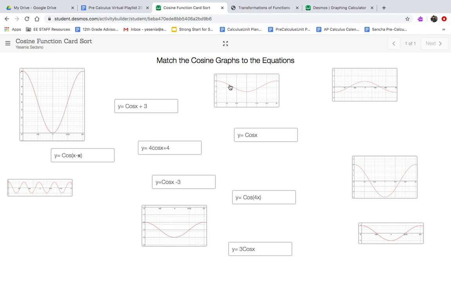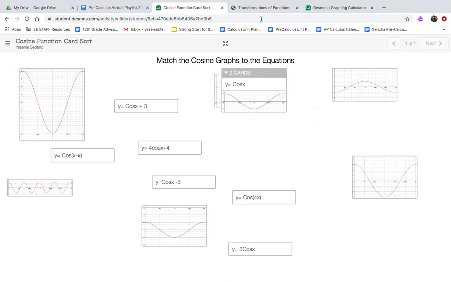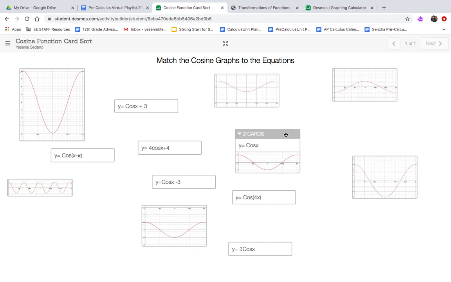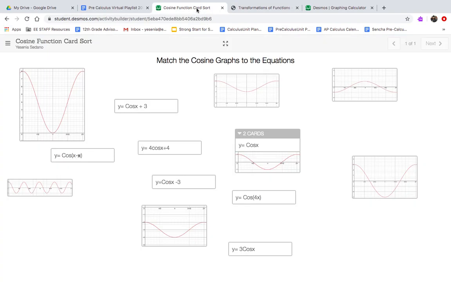The only issue is that this cosine graph is shifted up from the x-axis, so this can't go with this. I have to look for one that's on the x-axis, like this one here. It starts at 1, goes down, and hits 1 again at 2 pi. So I found the parent function right here. There's my match. Now you're going to look at the transformations and use what you know about transformations to match up the rest of the cards.